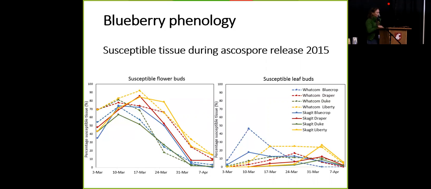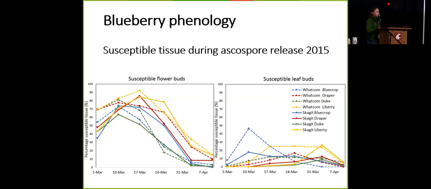And looking at the timing of peak amounts of susceptible flowers, we found that Duke and Blue Crop have their peak amounts of susceptible tissue available earlier in the season compared to Liberty and Draper. This may be important if we know that the ascospore release is taking place earlier or later in the season, as that may mean these cultivars are more or less susceptible at that stage.